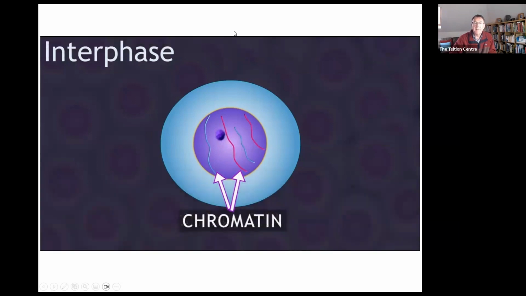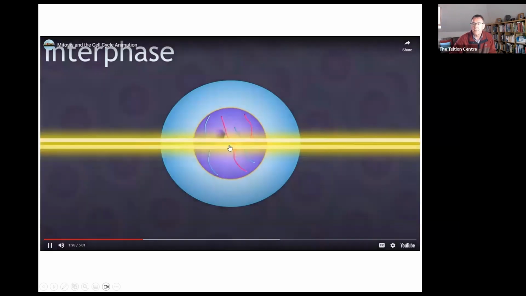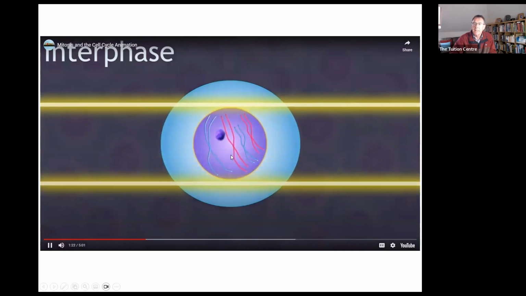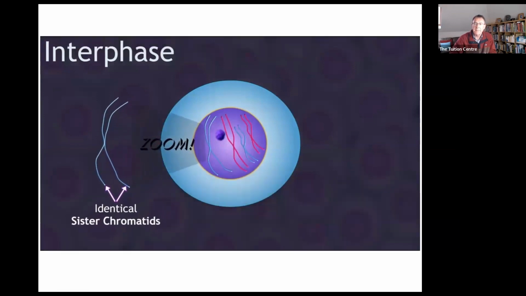And as the cell enters the first stage, we'll just pause it there, and we'll go and have a look at a couple more ideas or terms we need to know. This is where the DNA at the very beginning of mitosis will start to what we call condense. Okay.